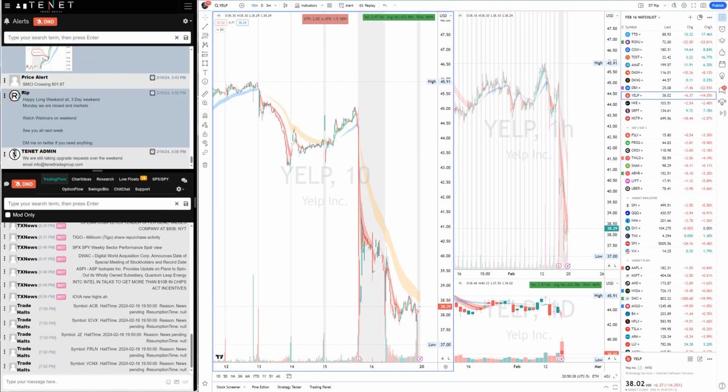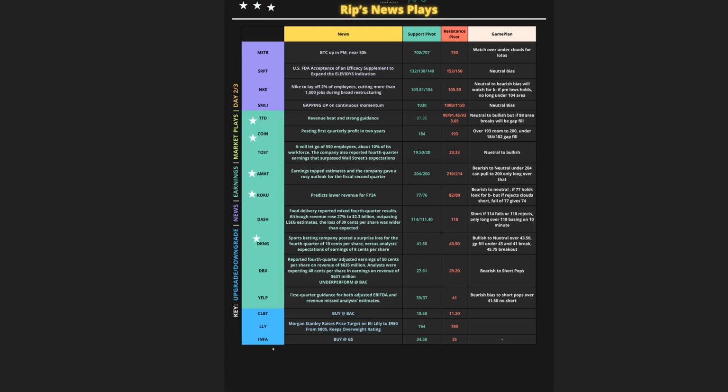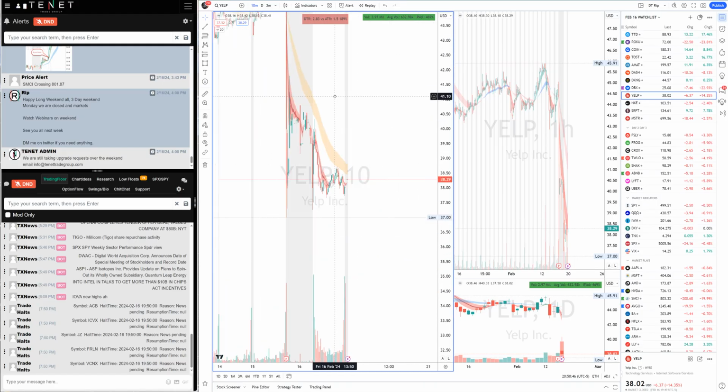Let's look at the last one here, YELP. YELP had a bearish bias to short the pops: 39, 37, 41, and that's it. When it pushes to the pop, you short it. Guys, it's always repeatable. When I say short the pop, that's what happened. You short the pop from here to here, that's it. That's how you make things repeatable, guys.